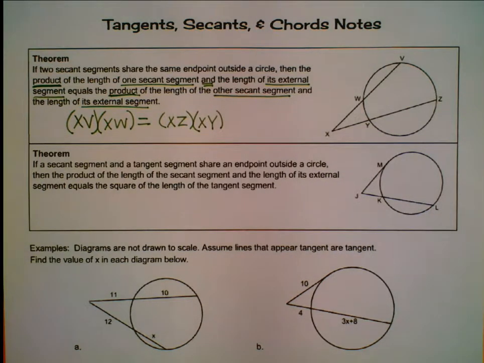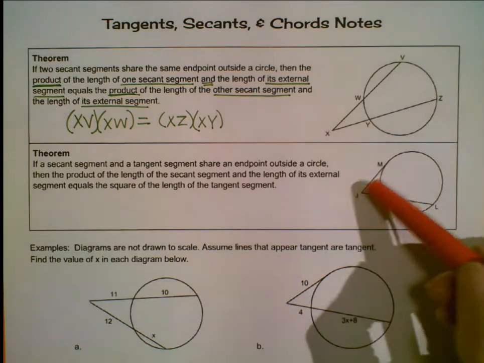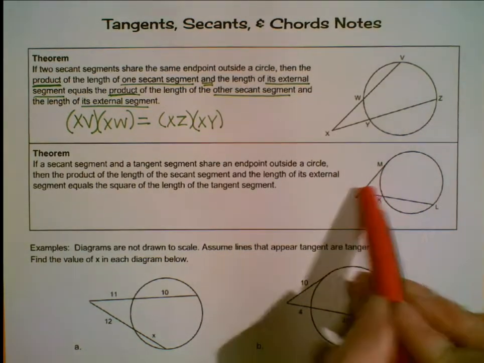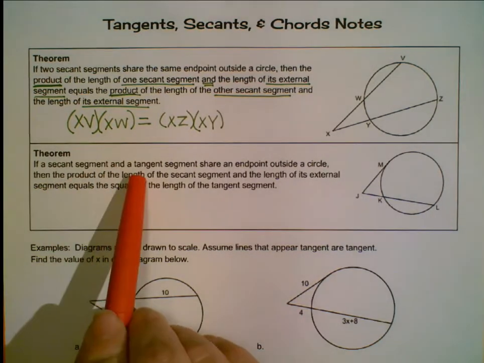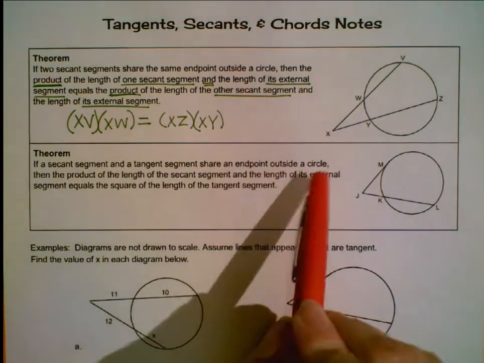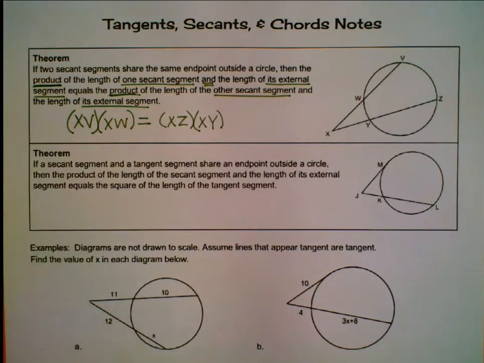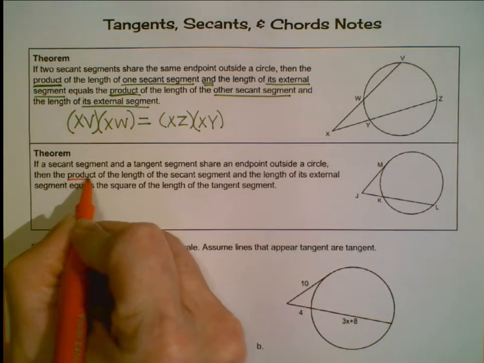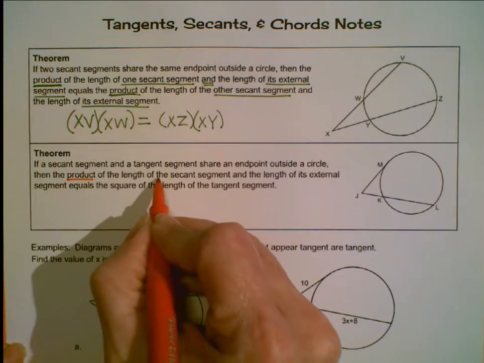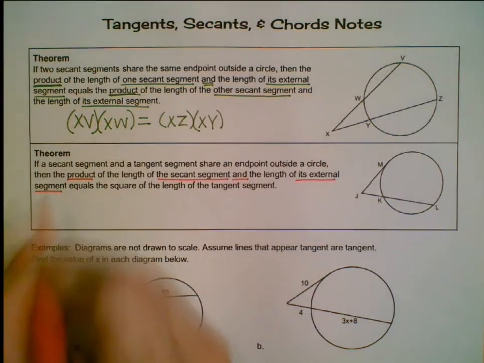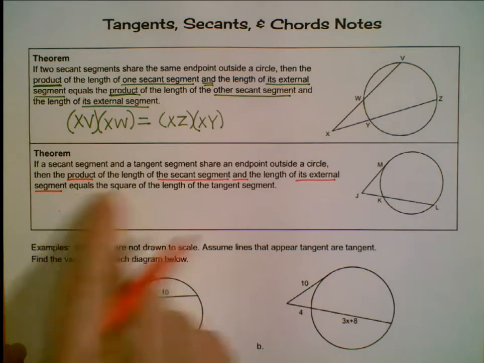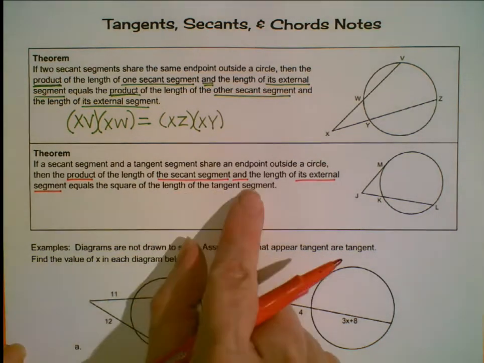Okay, let's look at the second one. If a secant segment and a tangent segment share an endpoint outside a circle. So here our tangent has an endpoint of J, and J is also the endpoint of the secant. Then the product of the length of the secant segment and the length of its external segment, notice that's the same wording we had up above, the product of the secant segment and its external segment equals the square of the length of the tangent segment.